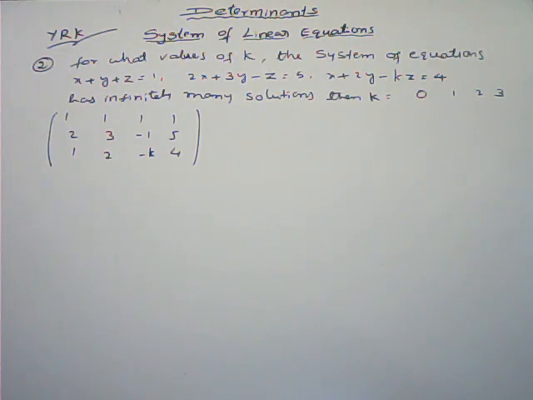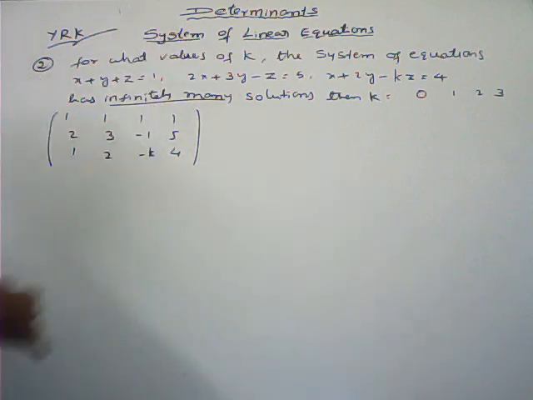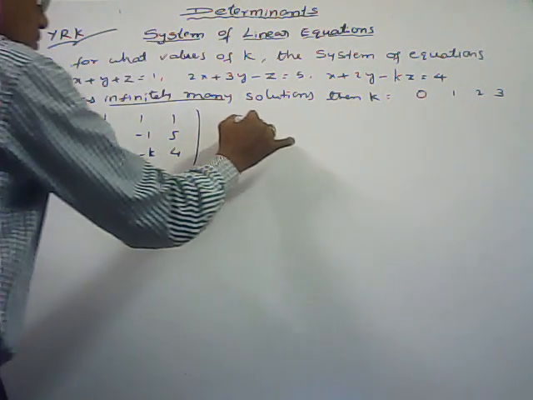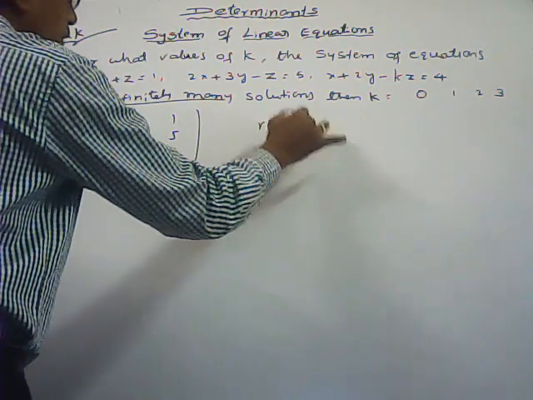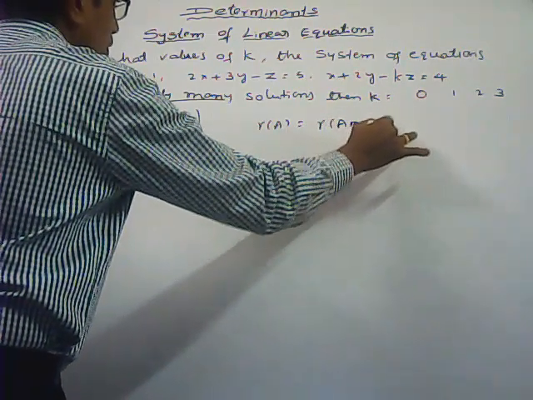Now, for what values of k does the system of equations x + y + z = 1, 2x + 3y − z = 5, x + 2y − kz = 4 have infinitely many solutions? The options are 0, 1, 2, 3. Infinitely many solutions means the rank of the coefficient matrix should be equal to the rank of the augmented matrix, both less than 3, here equal to 2.